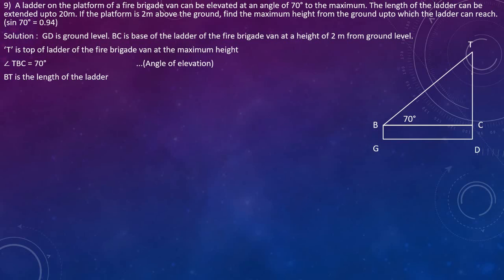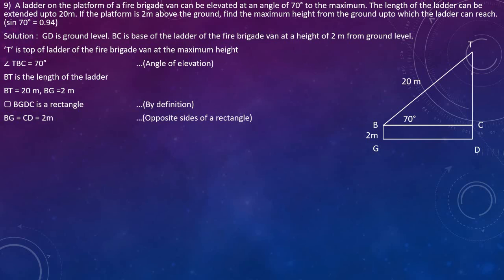BT is the length of the ladder. Suppose BT is the length of the ladder, which is 20 meters. BG is equal to 2 meters. So you can see that quadrilateral BGDC is a rectangle, by definition. So we know that BG is equal to CD, which are opposite sides of the rectangle, so they are equal. The value of BG is 2 meters, so therefore the value of CD will also be 2 meters.